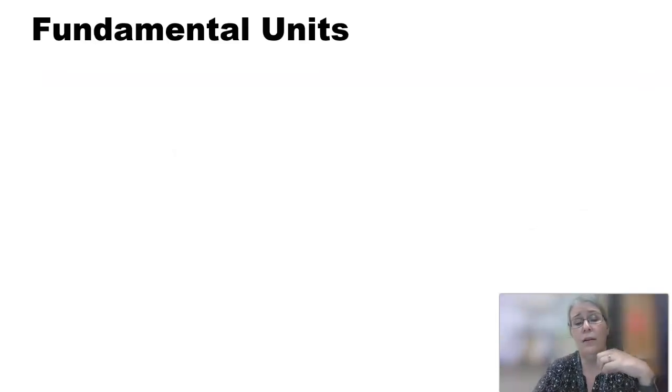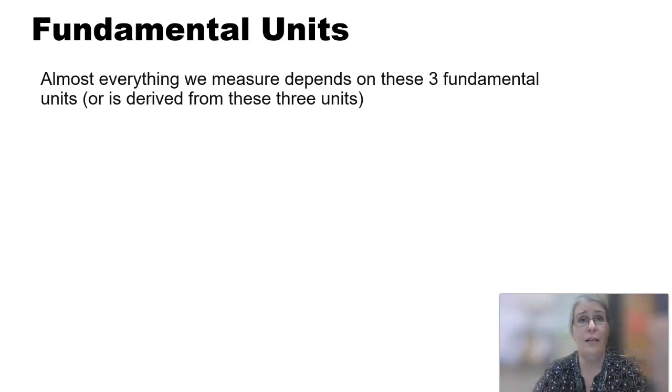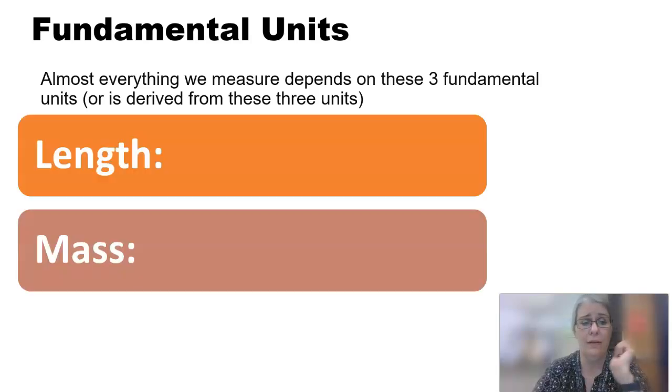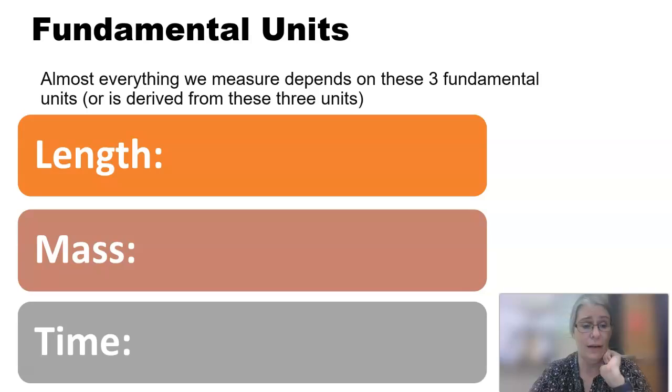So when we are working in science, we are going to be using the metric system, and we're going to be finding some fundamental units that we can all agree on. Most of the things that we measure in chemistry class are going to depend on 3 of the fundamental units, or we're going to be able to find them using those 3 fundamental units: length, mass, and time. There are other fundamental units.